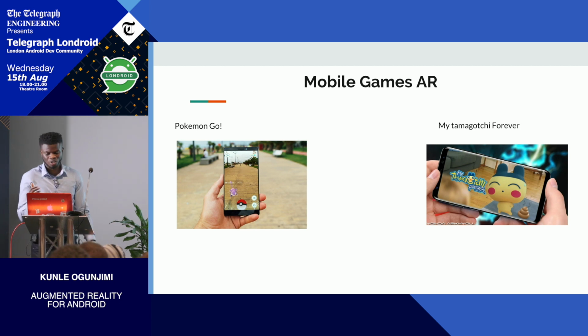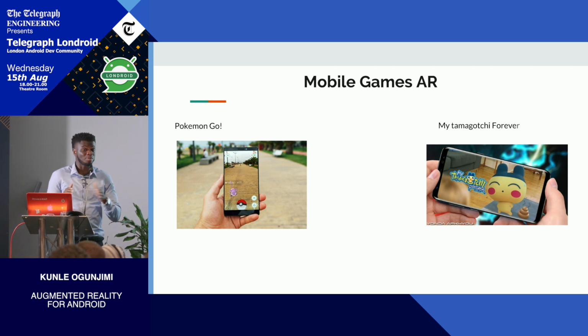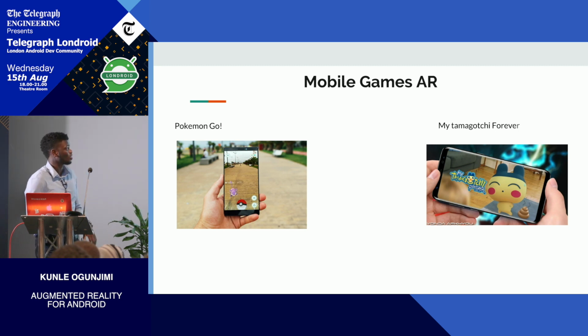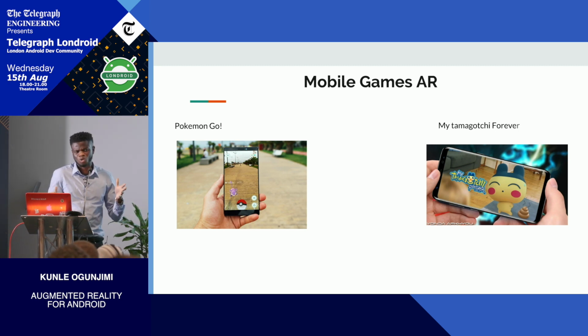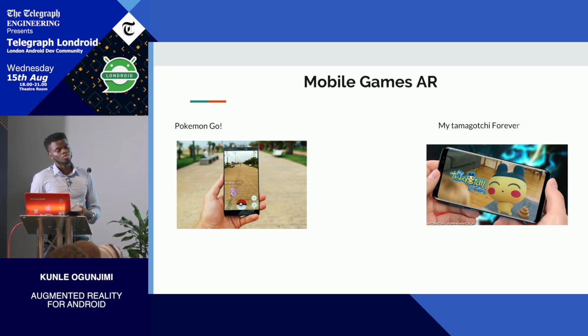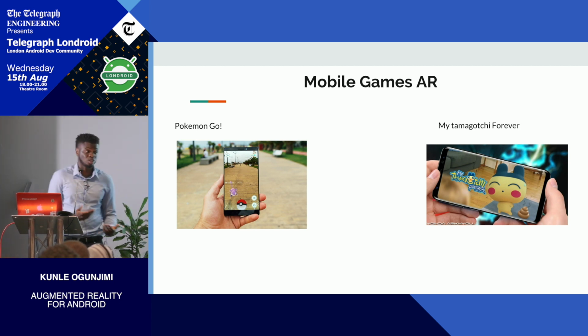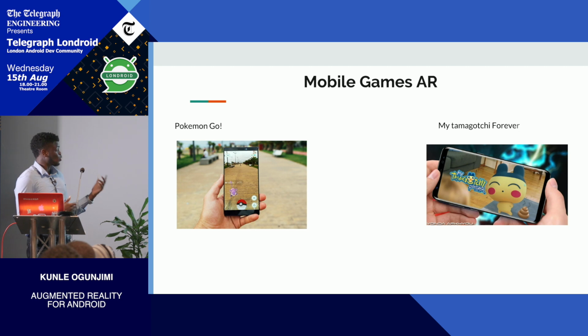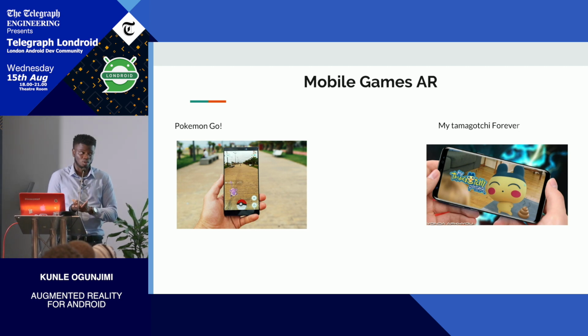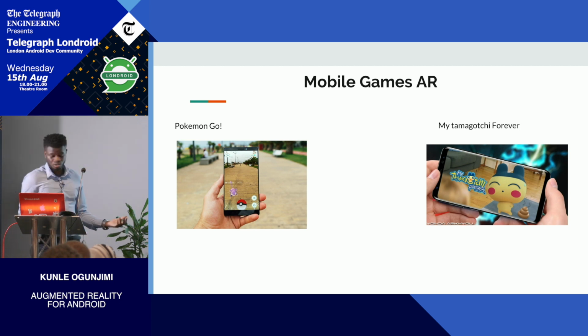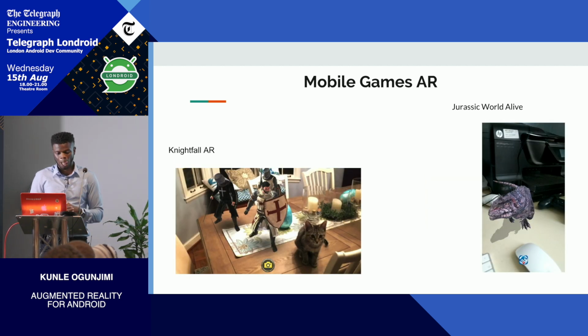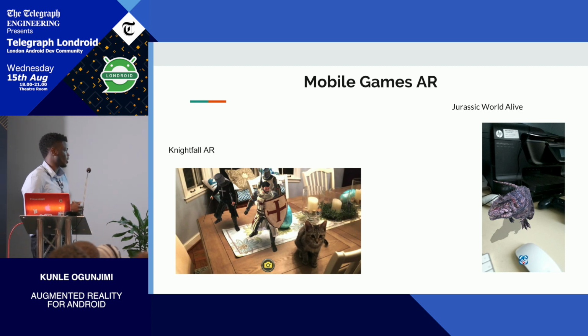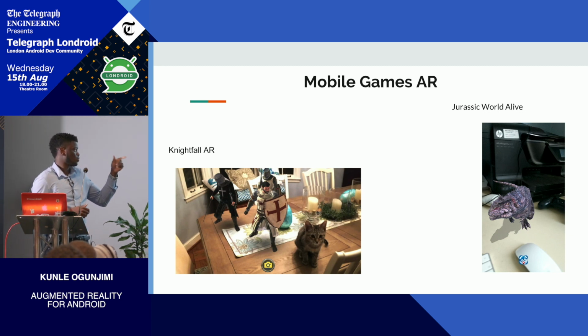Another game, I don't know if anyone's played this, is My Tamagotchi Forever. I'm actually addicted to this game. It's really, really cool. I hope some of you have played Tamagotchi, so you have an understanding: you basically have a virtual pet. Here you can take pictures with your virtual pet in augmented reality. It's another way to engage with your users rather than the traditional way of playing Tamagotchi. Both games have had huge success, and it taps into another area that us mobile developers can look into. Other augmented reality games I've played on mobile are Nightfall AR and Jurassic World Alive.